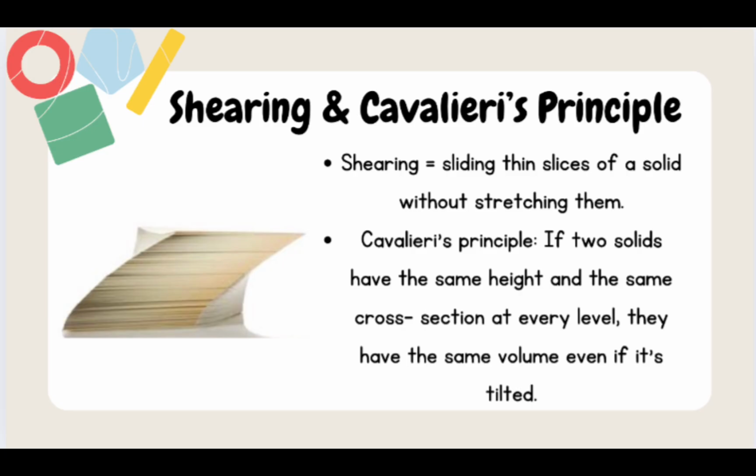Now looking at this stack of paper, if you push the stack sideways and it starts to lean as it is here, the shape may look different, but nothing was added or removed, so the volume doesn't change. This is a way to help us understand that even if a shape is slanted, the volume stays the same if the base and the height stay the same.